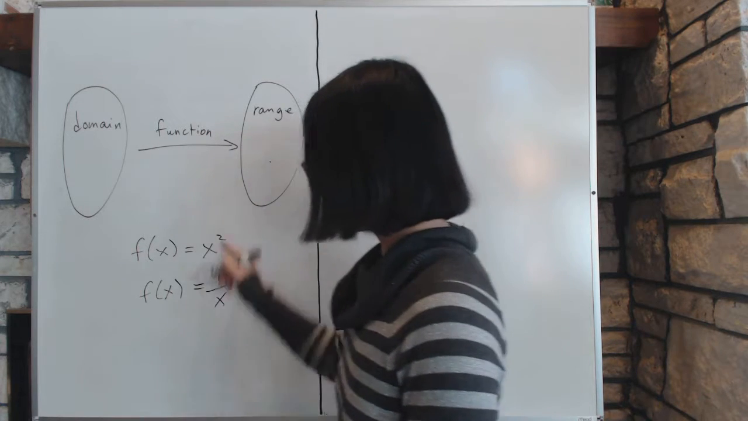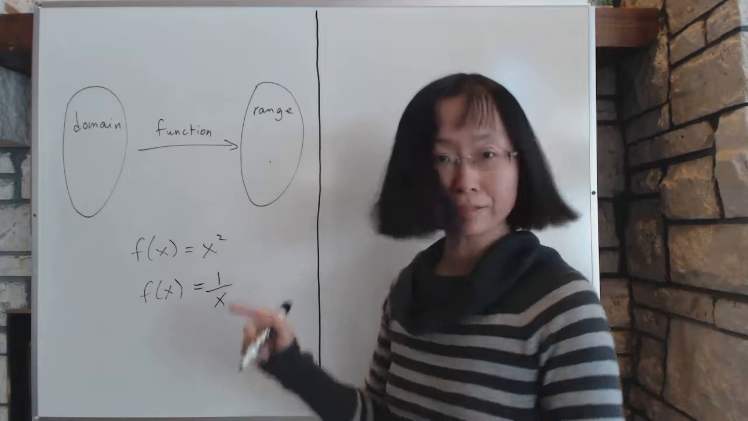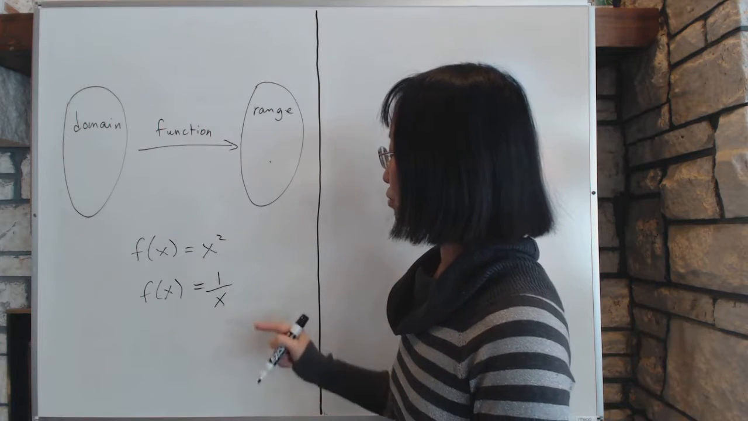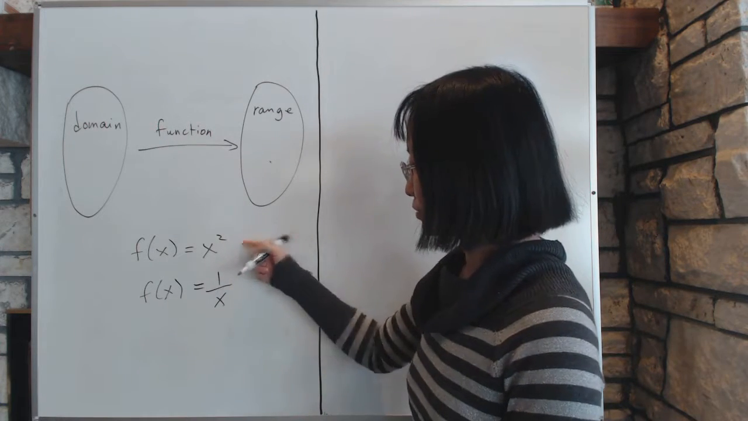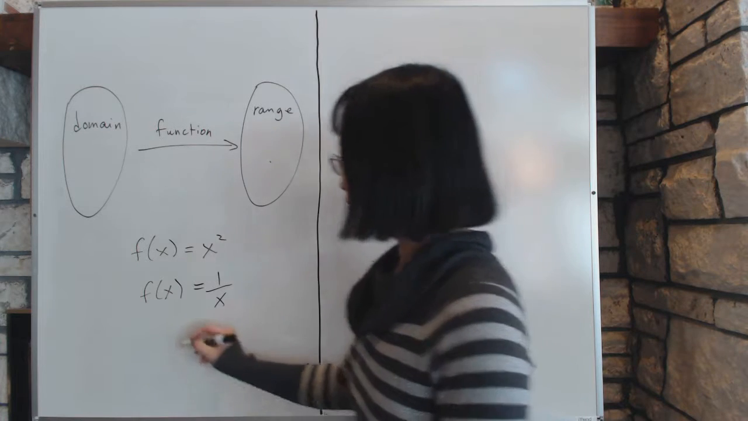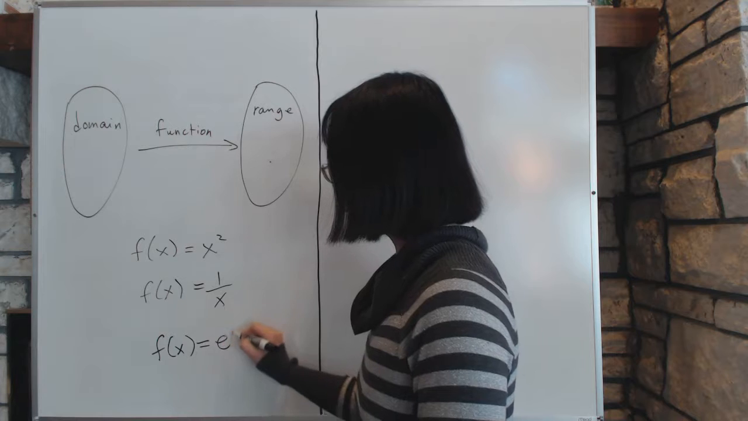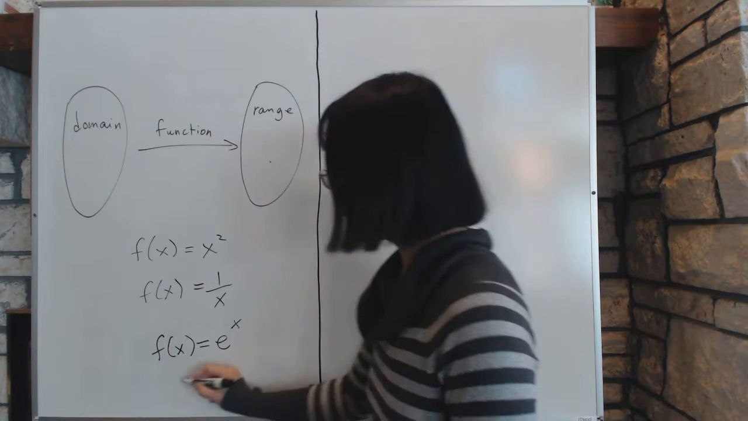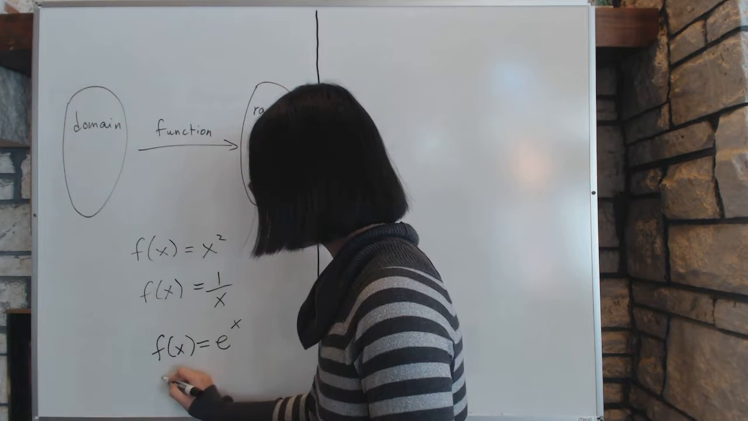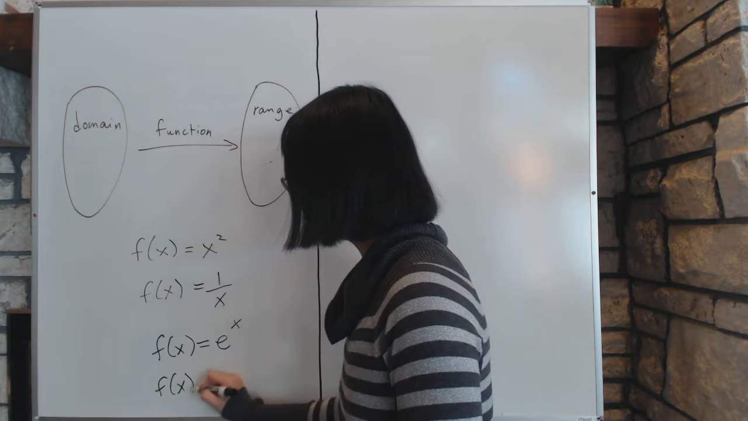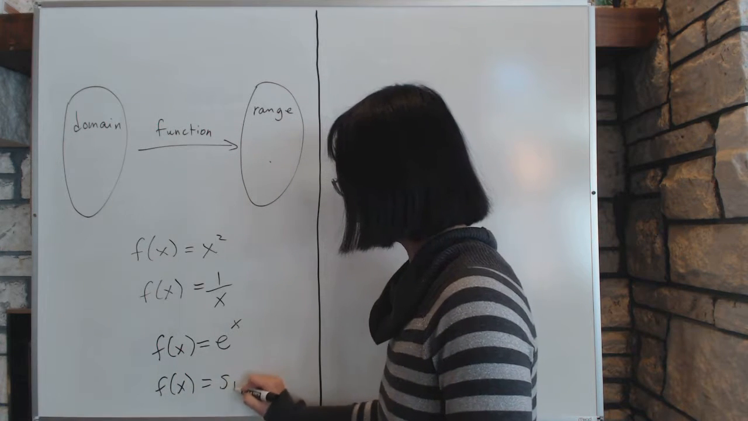Now there are other functions than just this. This is called a polynomial. Actually, this is called a quadratic function. That's one of the polynomials. This is called a rational function. There are other functions. For example, e to the power x, that's the exponential function. Or else you can even have trigonometrical functions such as sine of x.